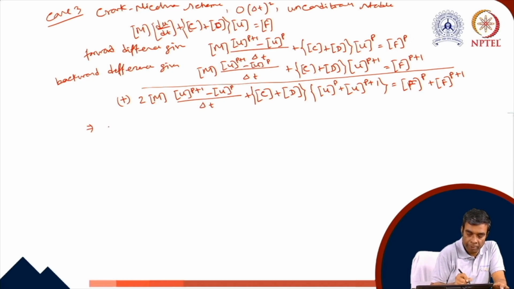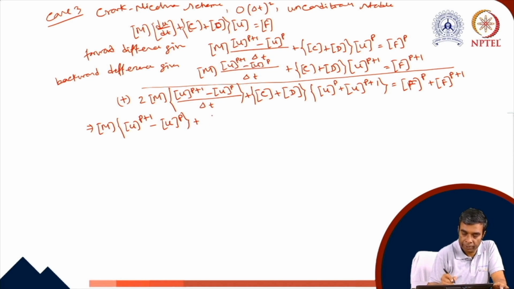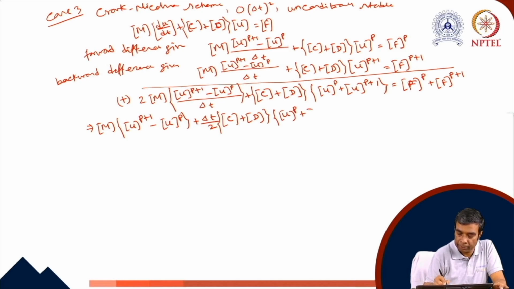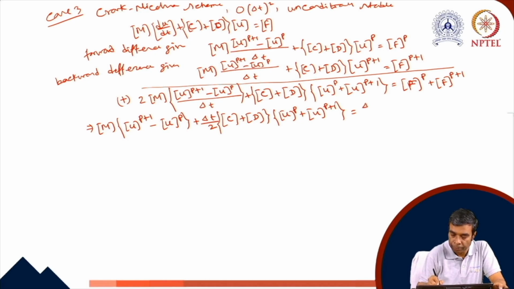So from here we can further simplify: M into (u at p plus 1 minus u at the pth level) plus delta t by 2 into (C plus D) into (u at the pth level plus u at the p plus 1th level) equals delta t by 2 into the load vector at the pth level plus the load vector at the p plus 1th level.